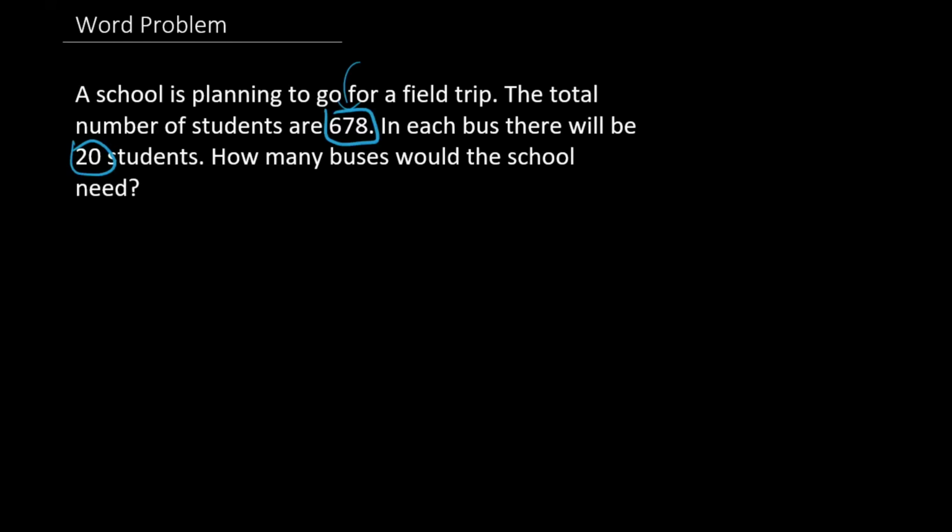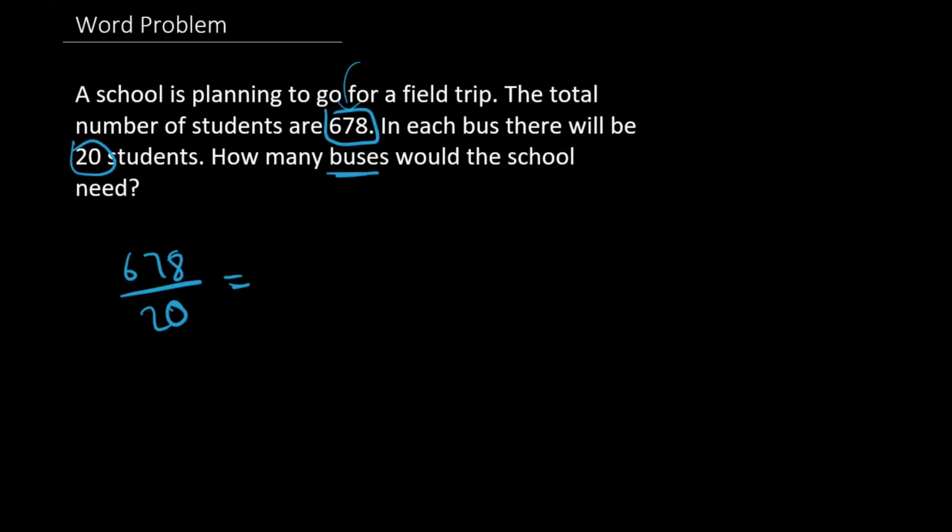Because it asked how many buses the school would need, and they gave us the number of students there are and the number of students in each bus. So we'd have to divide the number of students by the number of students in each bus to know how many buses they would need. So 678 divided by 20.